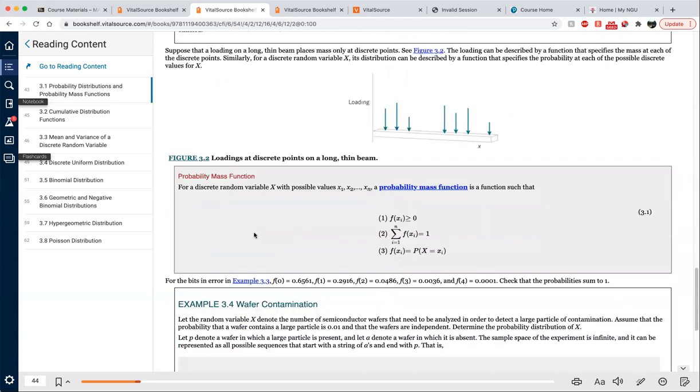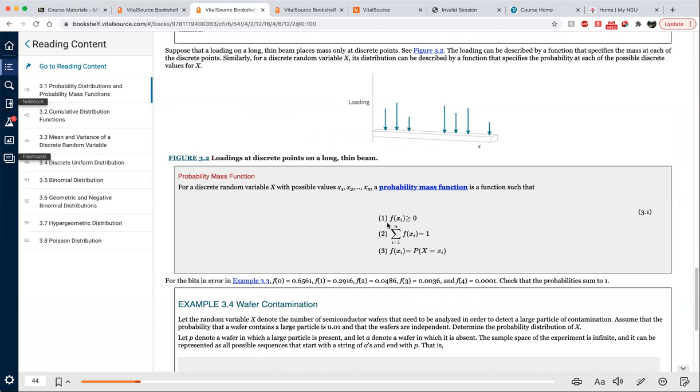Okay. So now for a discrete random variable x with possible values x1 through xn, here we assume that there are a finite number of discrete values of the random variable. Then the probability mass function should satisfy these 3 conditions. Sometimes you may get a problem asking you to show that a function is a probability mass function, so you have to show that the function satisfies these 3 conditions.